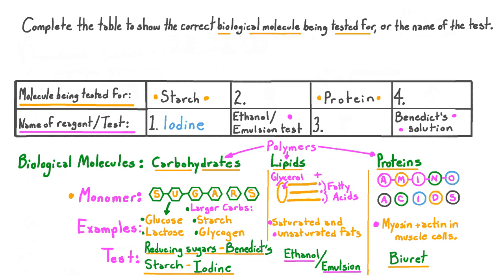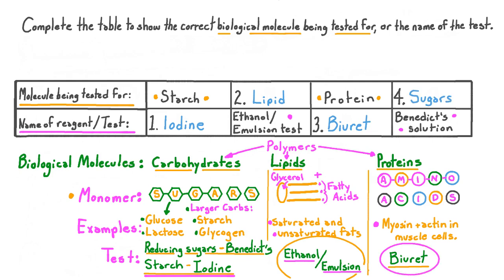And we're ready to start filling in our table. To identify starch in a food sample, we need to use the iodine test. And the reason for adding ethanol to a food sample to see if an emulsion will form is if you're checking for lipids. And when we want to look for protein in a sample, we want to use a Biuret test. If you leave a food sample in a warm water bath with Benedict's solution, that would be a test for sugars.